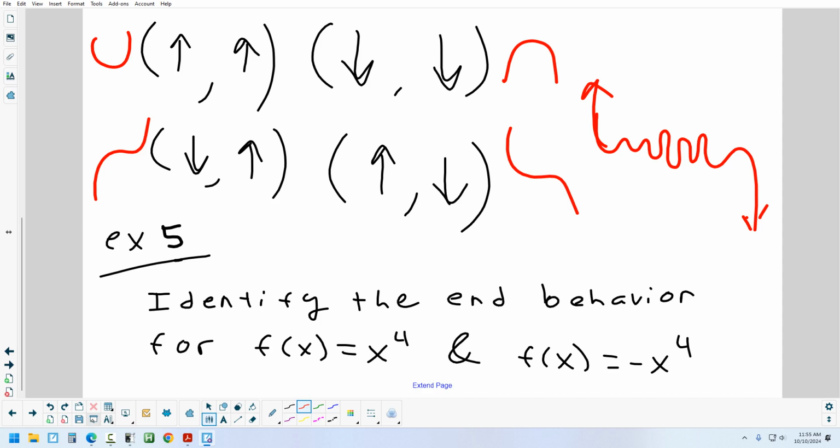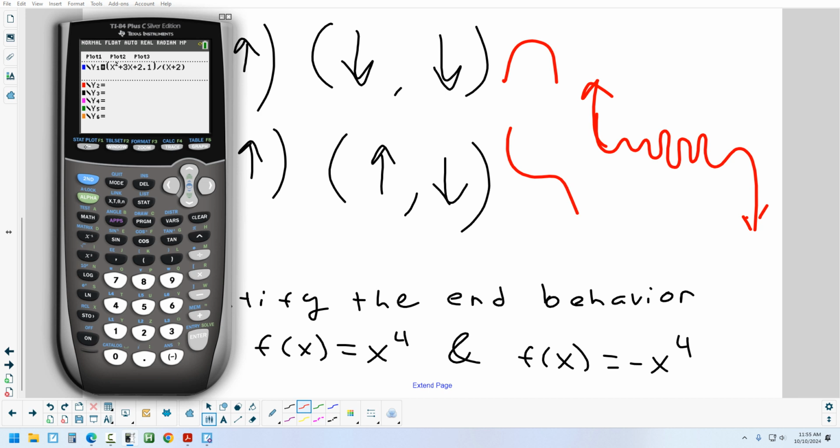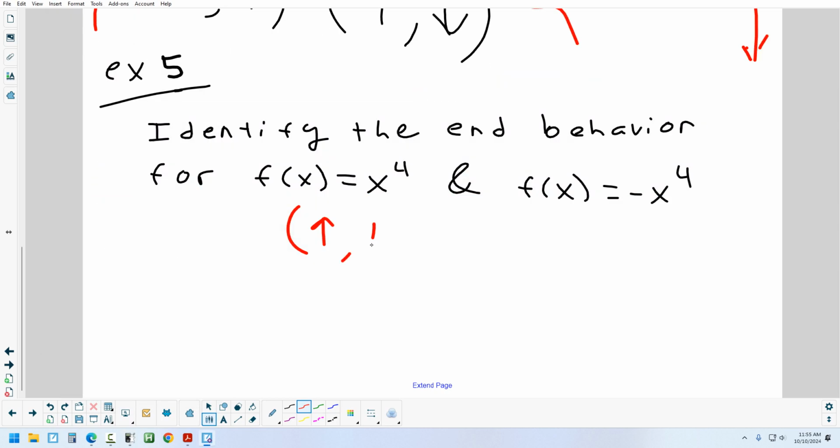So let's graph x to the 4th and just see if you can tell me what the end behavior is. X raised to the 4th. And you could just watch me graph it. How would you describe that end behavior? We can use the arrows, that's okay. It's both going up. Both going up. Yep. So this end behavior is up, up.